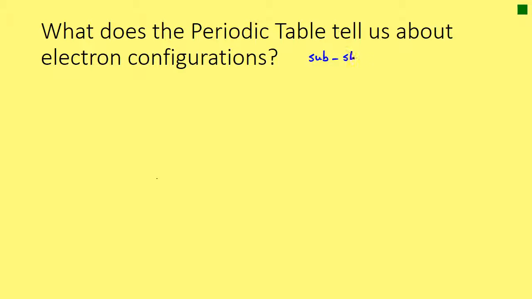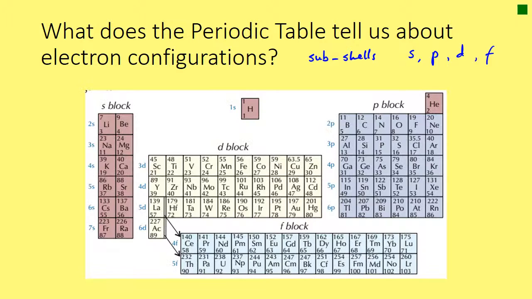You remember that subshells, we get S subshells, right? We get P subshells, and we get D subshells, and actually we get F subshells as well. So each of the main shells are split into subshells, and the subshells are either S, P, D or F. So let's have a look at the periodic table.